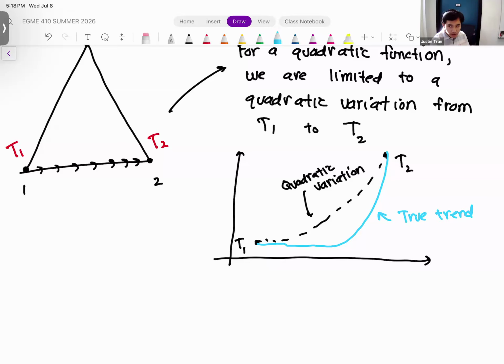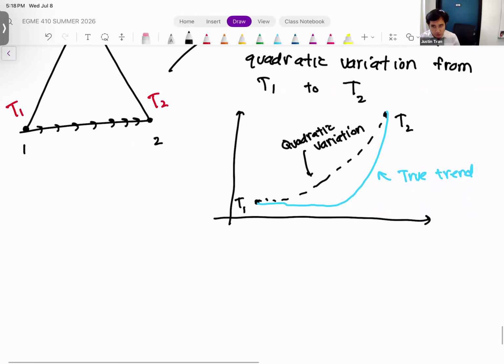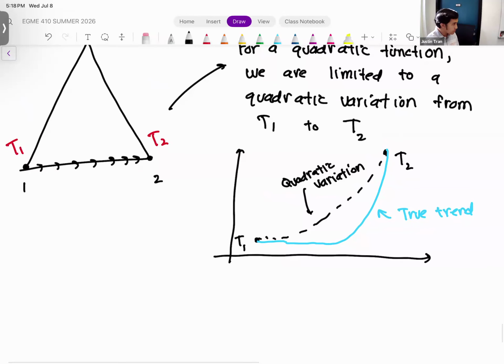When you look at it like this, it may not seem like that big a deal. Maybe our quadratic variation and our true trend look pretty close. But remember, it's not just about computing the quantity itself. Along the way, we're going to be computing derivative quantities as well. And even though the computation of T1 and T2 here may not look that off, the computation of the derivatives between T1 and T2 are going to be much more inaccurate if we're not able to capture that true variation.